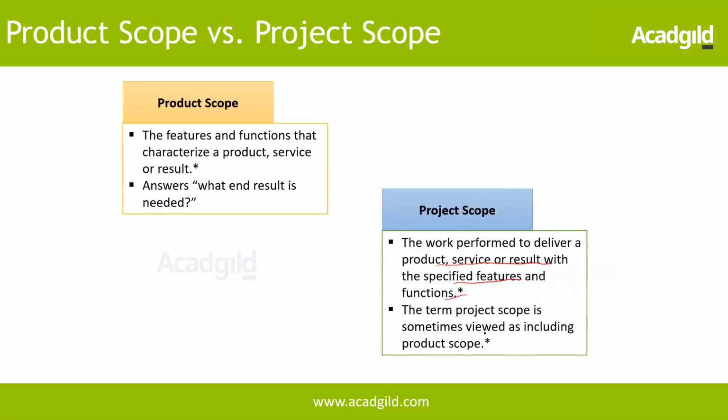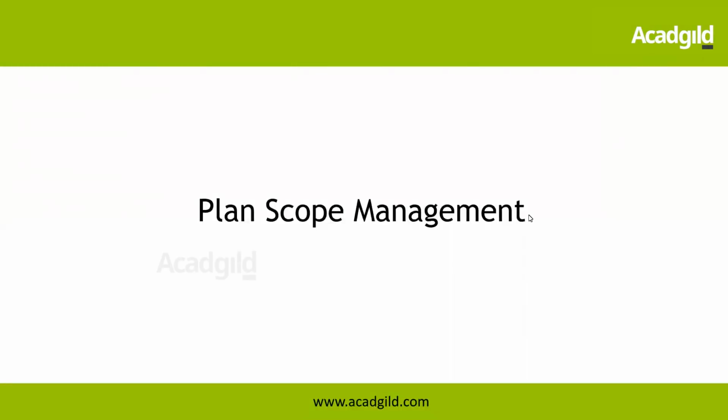The term project scope is sometimes viewed as including the product scope. So to get this product scope, whatever is defined, what is it that I'm doing here? That is the project scope. So let's look at the first process in scope management, which is plan scope management.